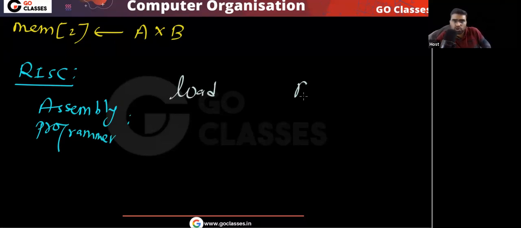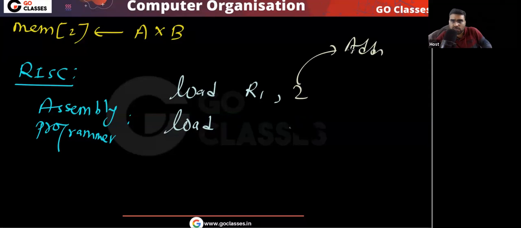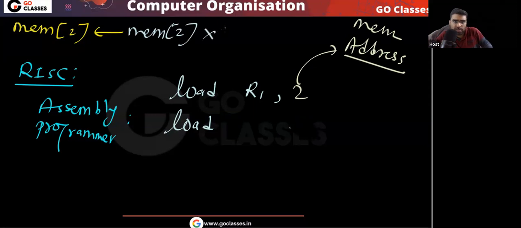First, you will load this A in some register R1. Then you will load this B, sorry, location. Let me write location here, because this is an address. This is a memory address. Ultimately what you want is that in memory location 2, you put memory location 2 multiplied by memory location 5. This is what you want.